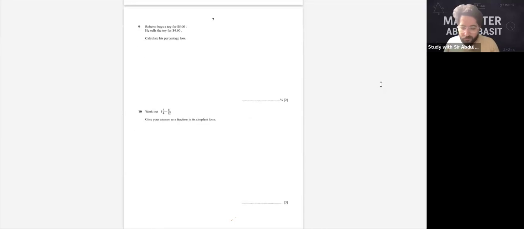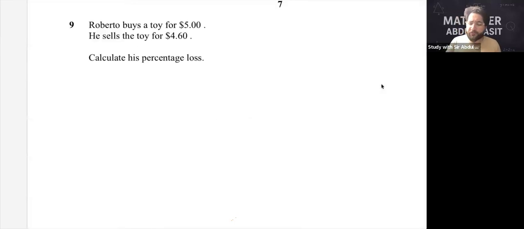अच्छा जी. Question number 5. Roberto buys a toy for 5 and he sells the toy for 4.6. Find the percentage loss. Two things in this question. Most of the students will think that this question is very easy. But this question is not easy because it has two terms, percentage and loss. Do not confuse yourself. Find loss first.